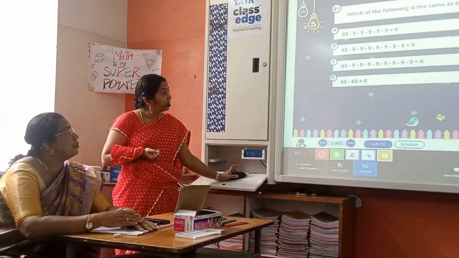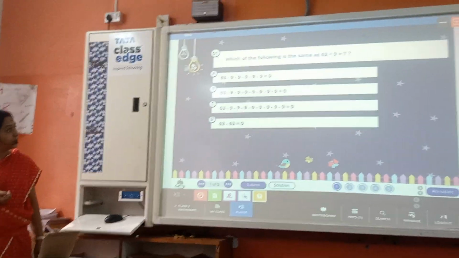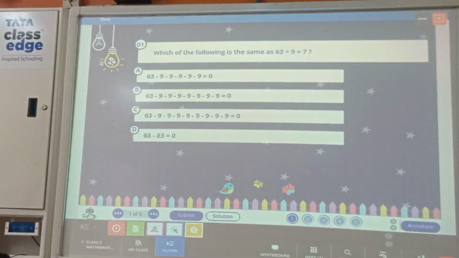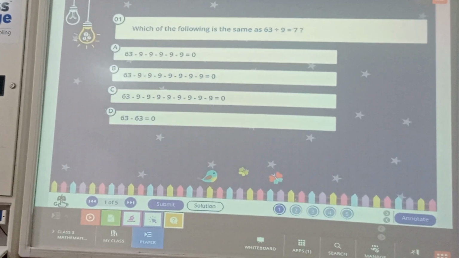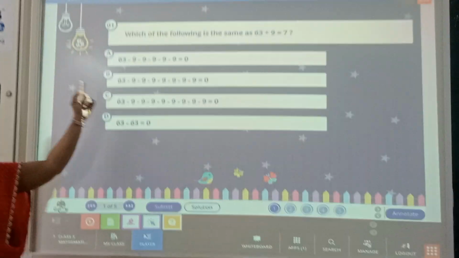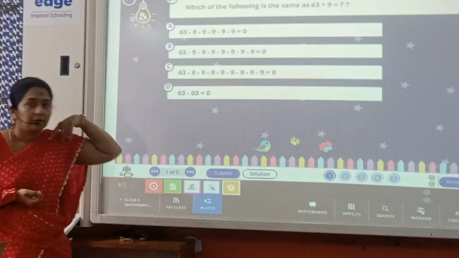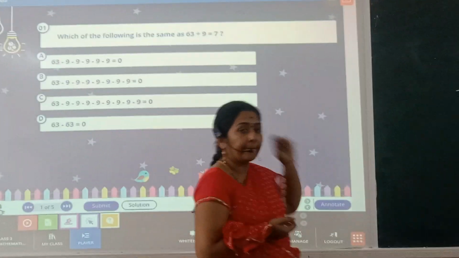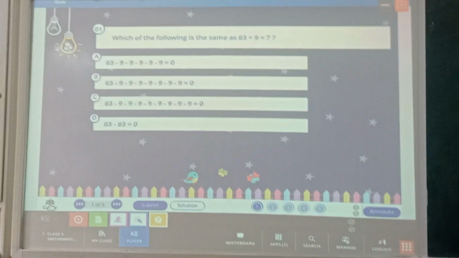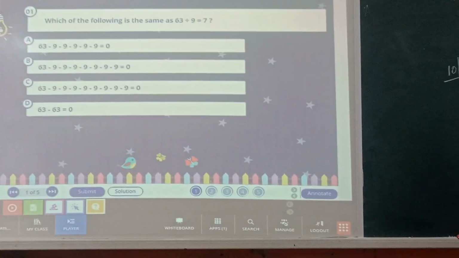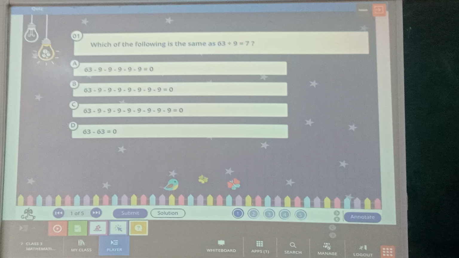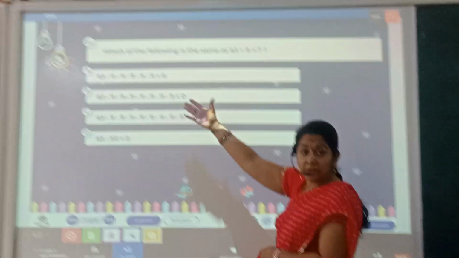Nirvigna, can you answer this? Which of the following is the same as 63 divided by 9 is equal to 7? How many times do you have to subtract 9 from 63? You see the answer here. How many times do we have to subtract 9 from 63?